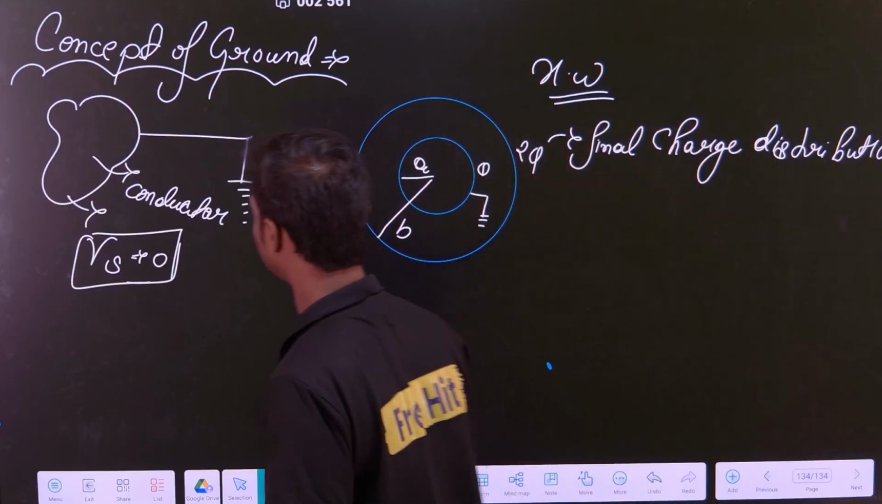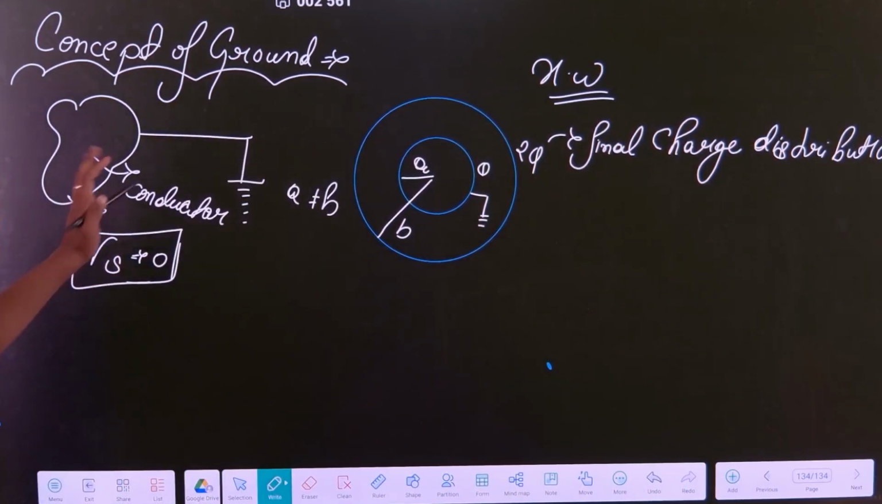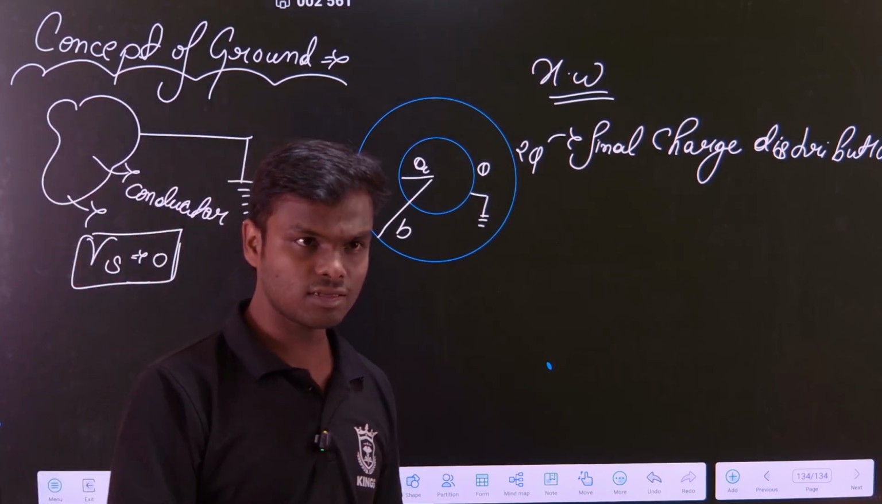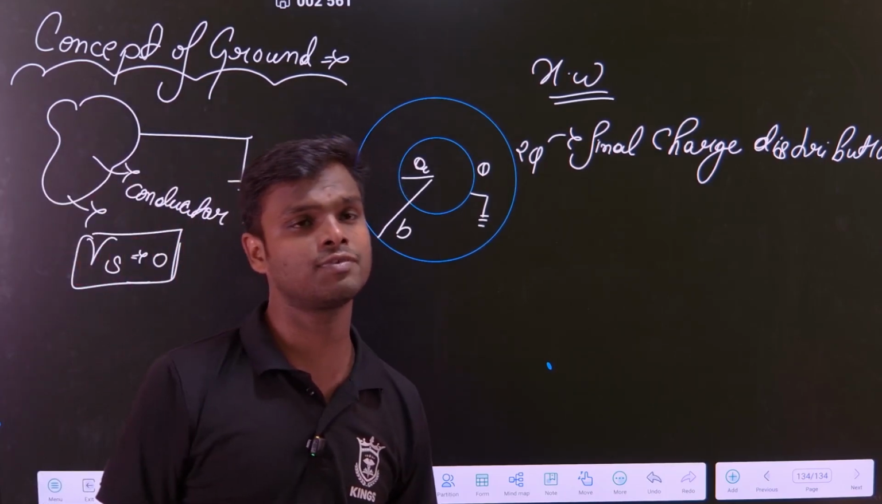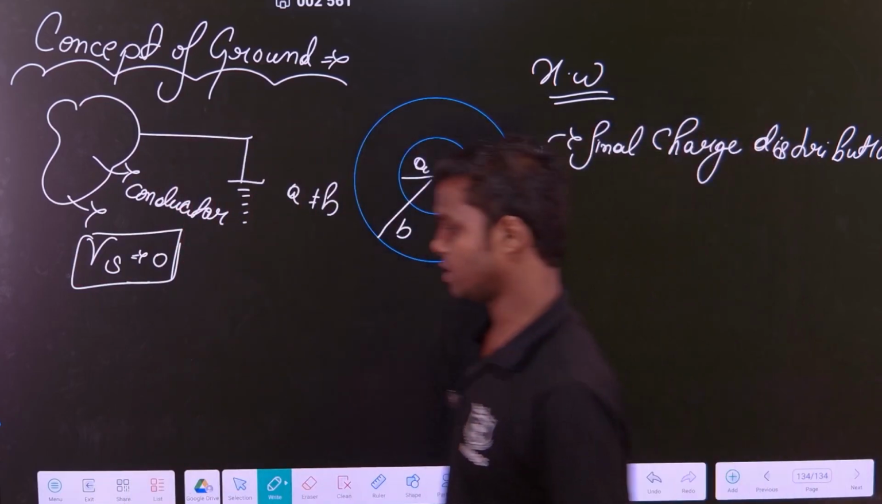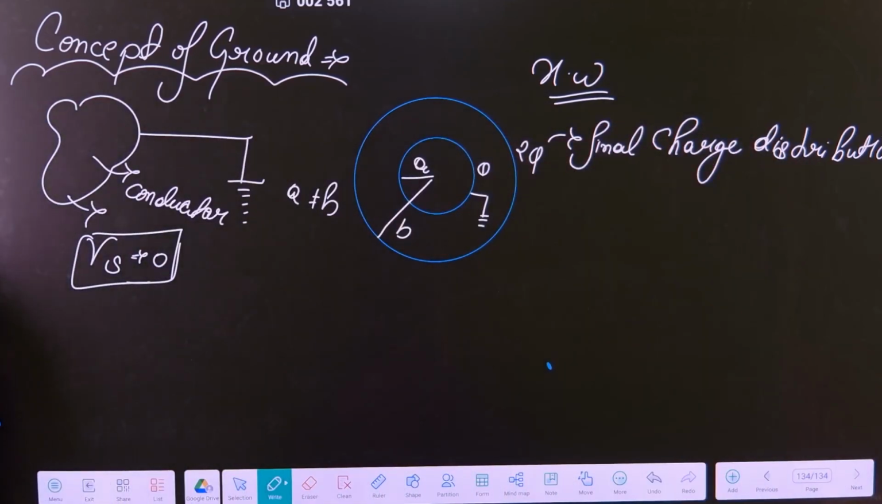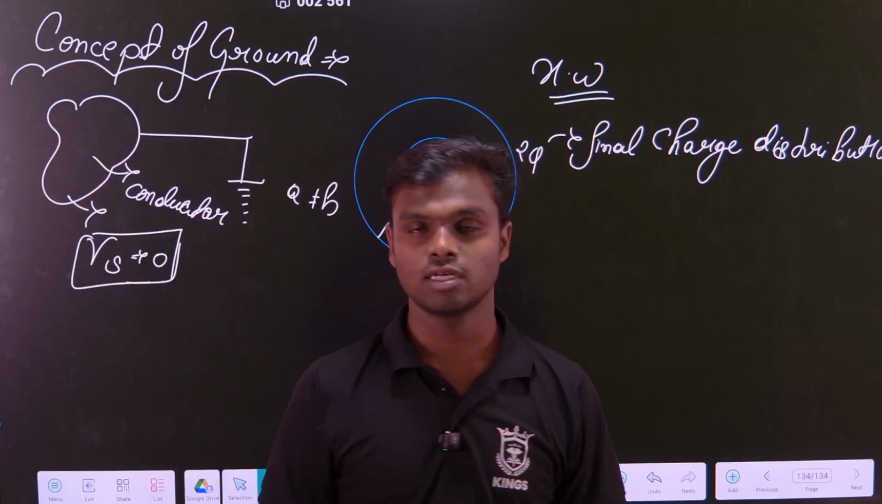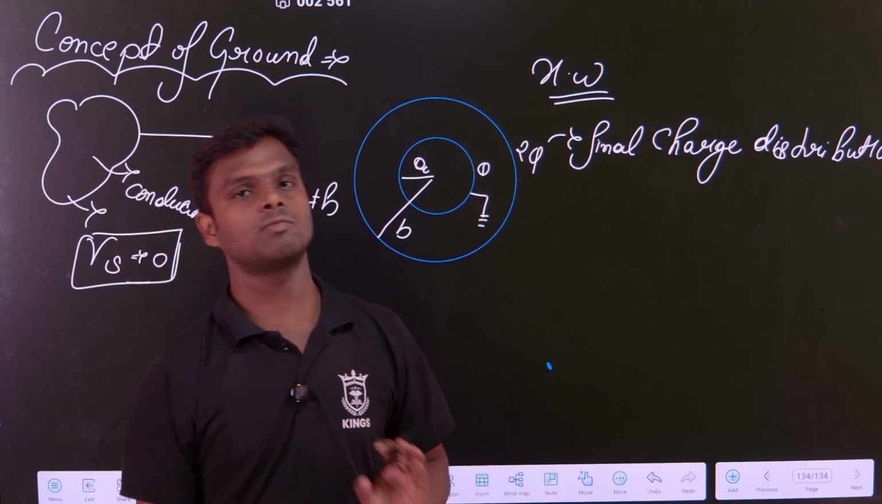Now the next concept we are seeing is the concept of the ground. The concept of the ground is very simple. It simply states that if you connect any conductor to the ground, the total potential of that conductor will automatically become zero.